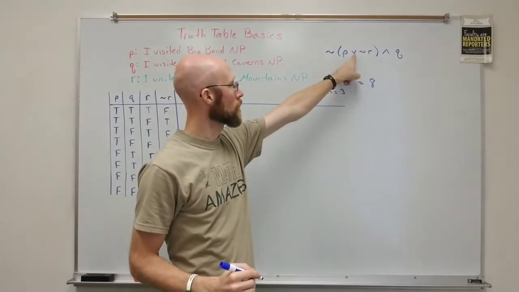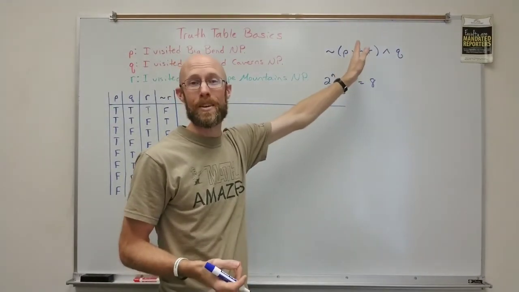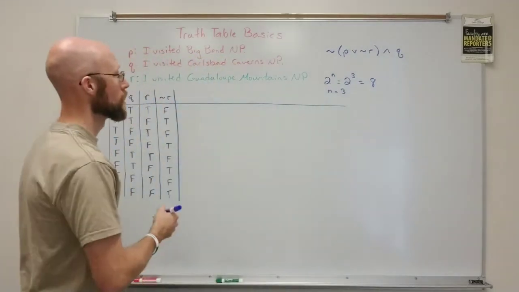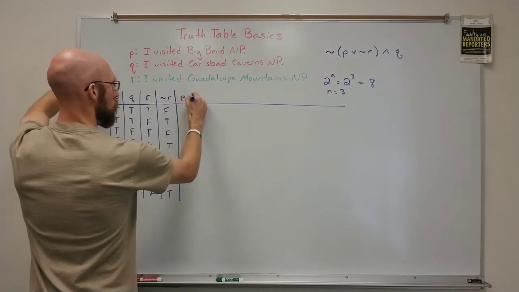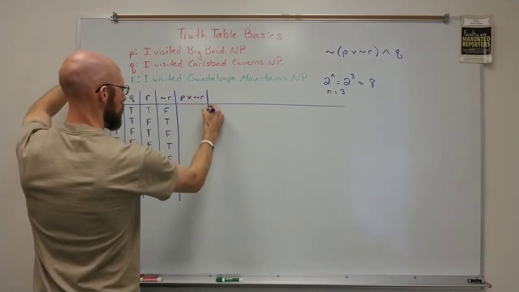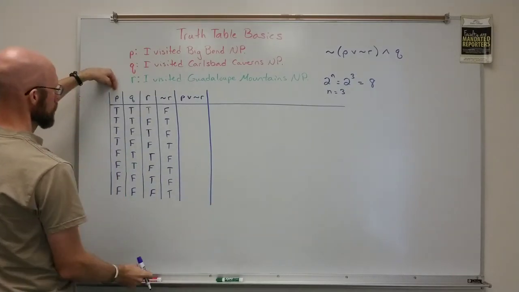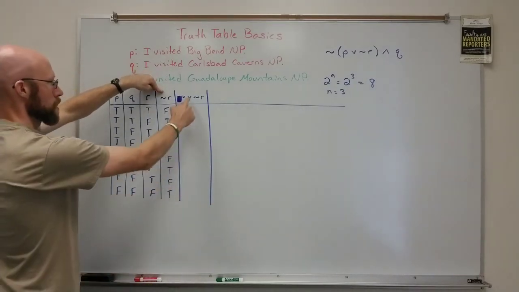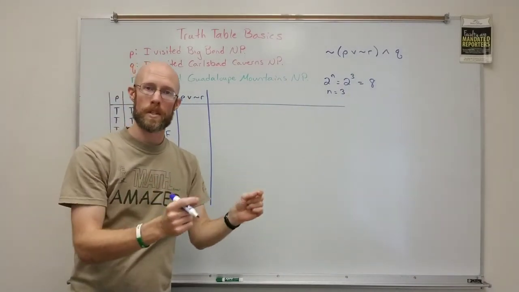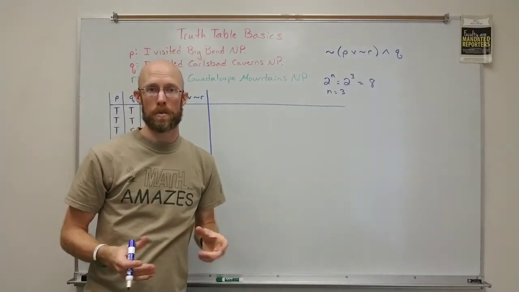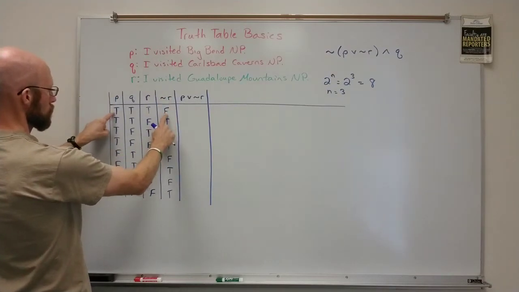Now I want the disjunction with P and not R. I should say P or not R, right? The disjunction. So I look at the P column. Oh, let's write it out. P or not R. And so I look at the P column, I look at the not R column, and with the disjunction, I need both to be false in order for the disjunction to be false. Everything else will be true. Okay, so P, not R, I need both to be false.